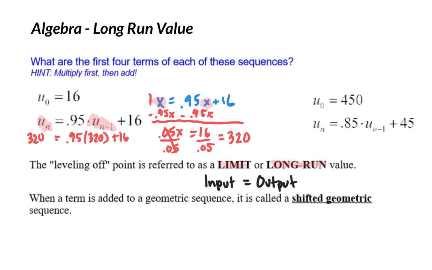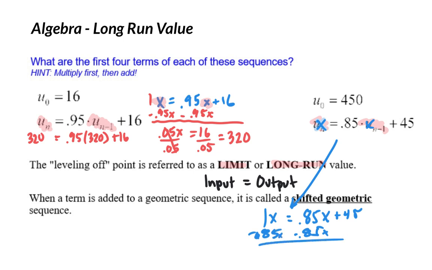So let's do the same thing for this second one. Again, we want our input and our output to be the same. So we just basically replace those with x's. I'll do it here, but then we'll also write it below. So we're going to say x, I'm going to put my work down here, equals 0.85x plus 45. Just remember this is 1x. So we subtract 0.85. Well, 1 minus 0.85 is 0.15.